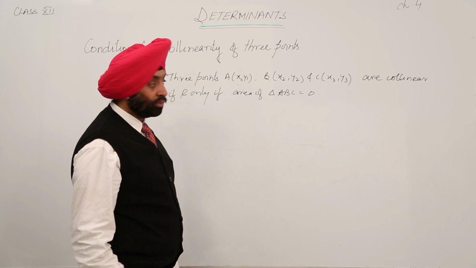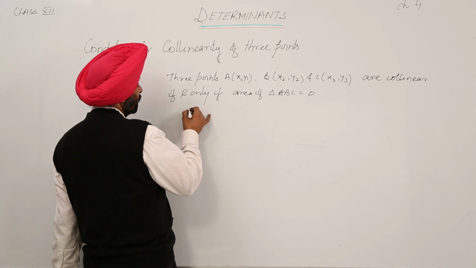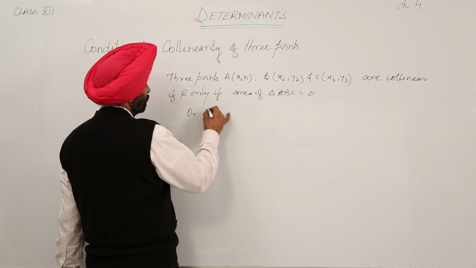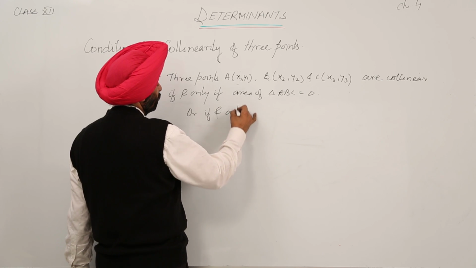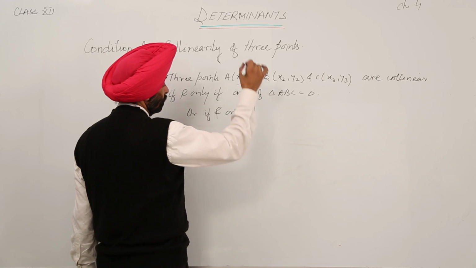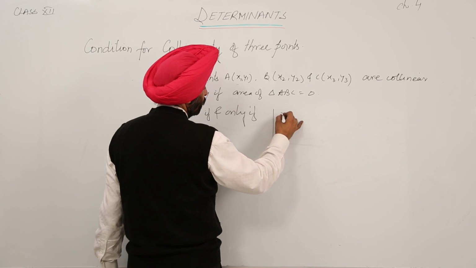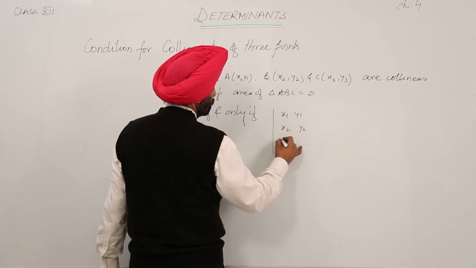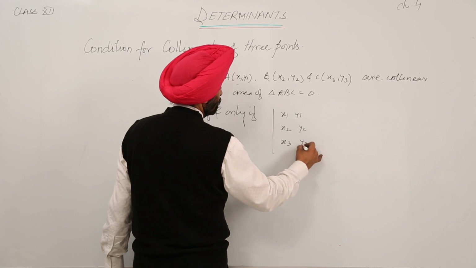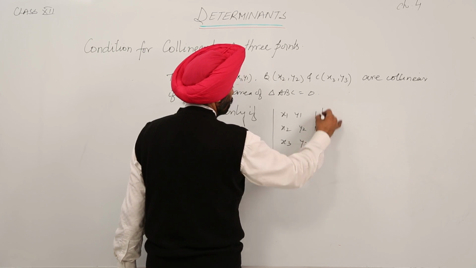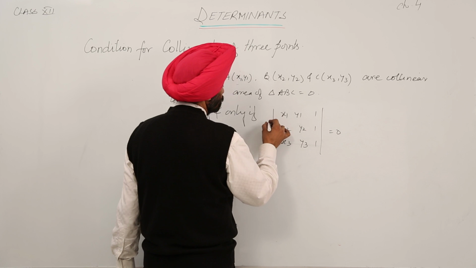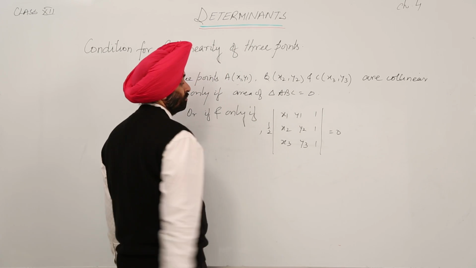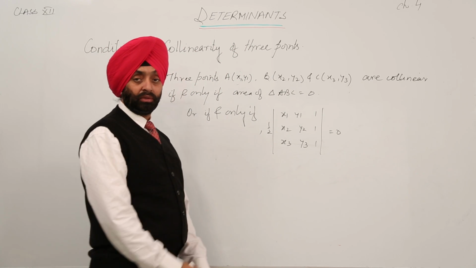So this is a condition, or we can write it, or if and only if the determinant with rows x1 y1 1, x2 y2 1, x3 y3 1 is equal to 0. Same condition, okay, to find the area.